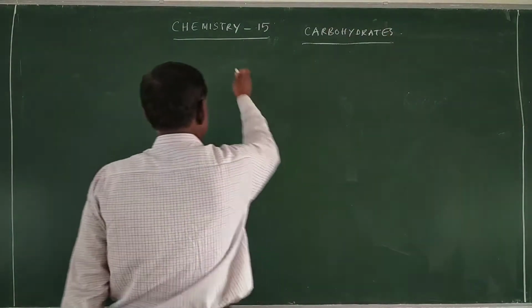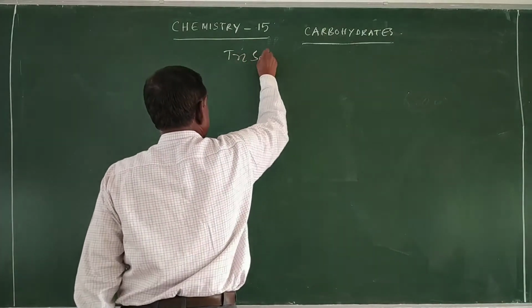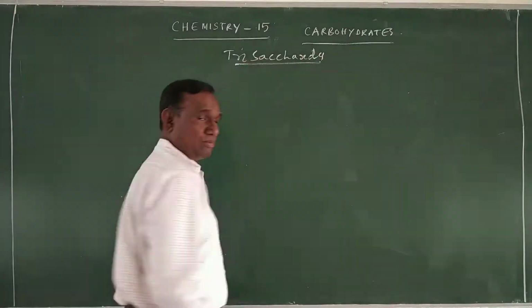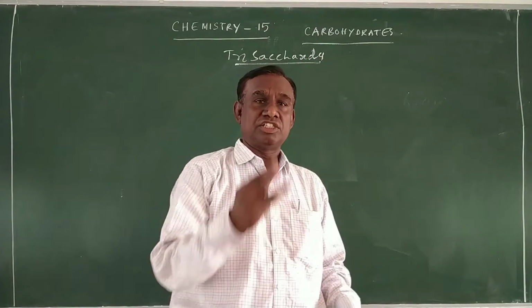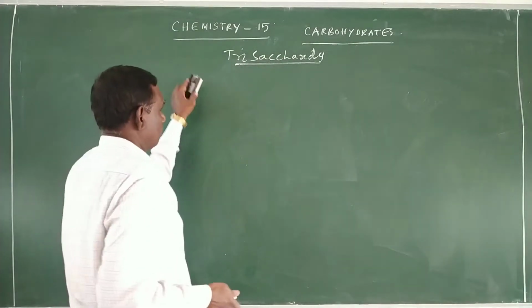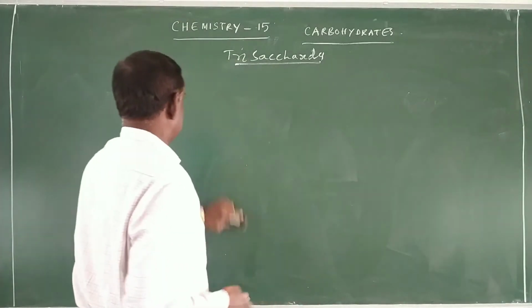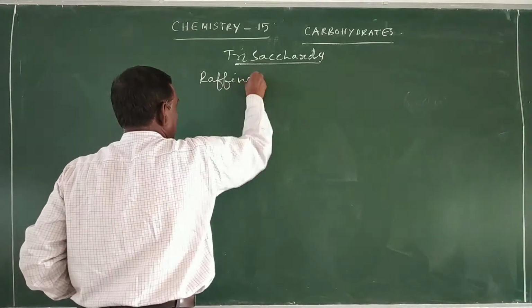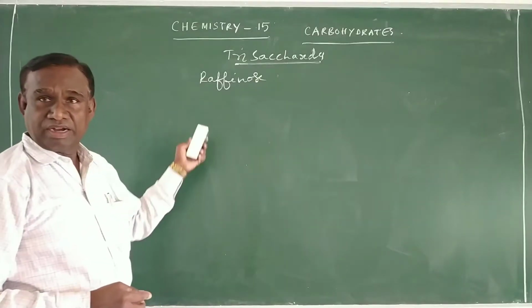Next, coming to trisaccharide. So trisaccharides are nothing but the carbohydrates whose hydrolysis gives 3 monosaccharide units. How many? 3 monosaccharides. So the example for this is raffinose. I have taken raffinose as the example. What is the formula for raffinose?